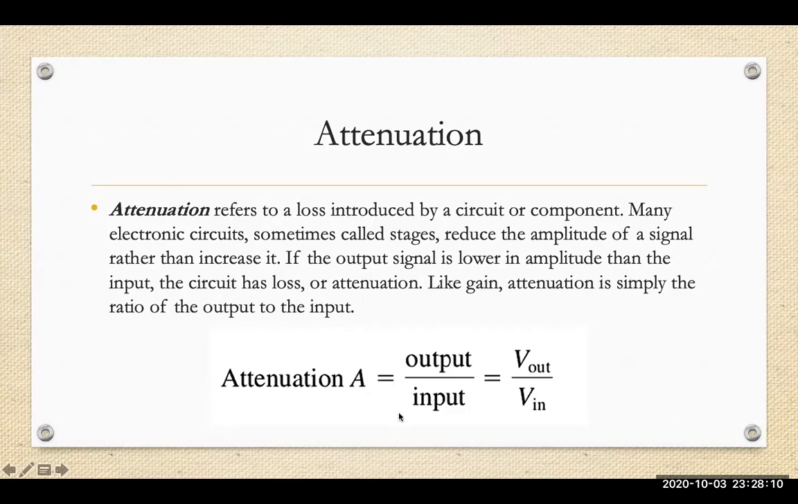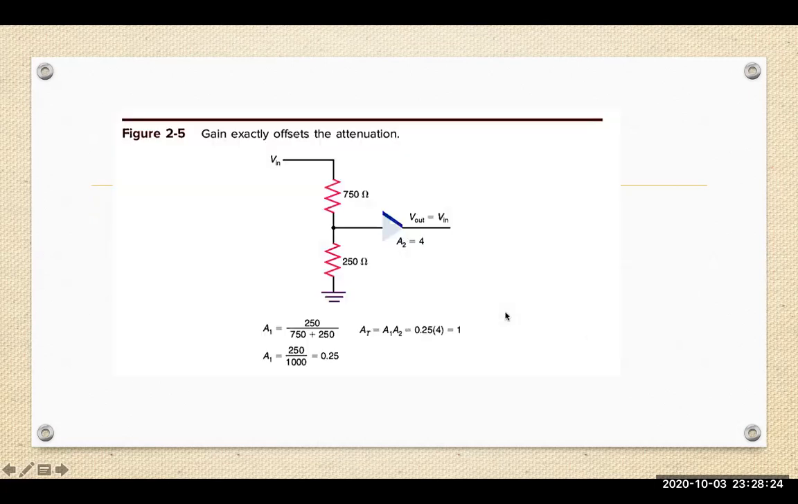The difference is again that in gain, the output is greater than the input. In attenuation, the output is lower than or less than the input. That's why there's a loss or attenuation. Okay, I have here an illustration showing you the voltage divider. I think there are two networks here, an amplifier, and this circuit here is the first stage of this cascaded network. So this is a voltage divider.